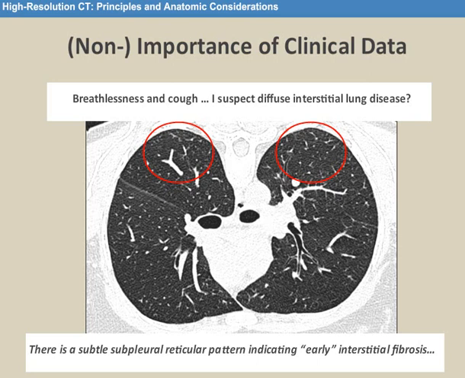And I suggest to you, if you hadn't looked at the history, you may not have focused on those little areas of apparent reticulation in the lower zones of the lungs. What I suggest is you look at the CT scan first, then look at the clinical picture, and then put the two together, rather than the other way around. Try it the next time that you report an HRCT examination.